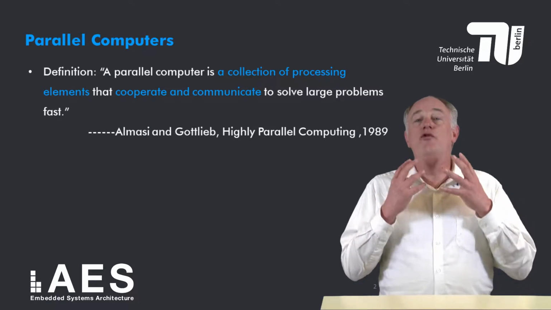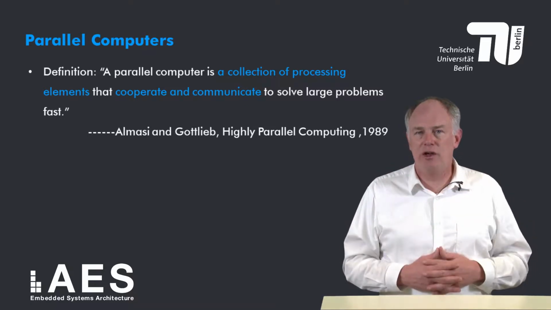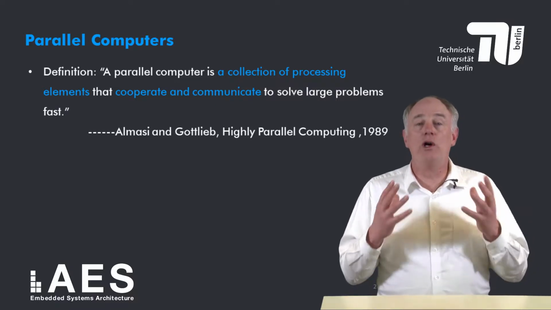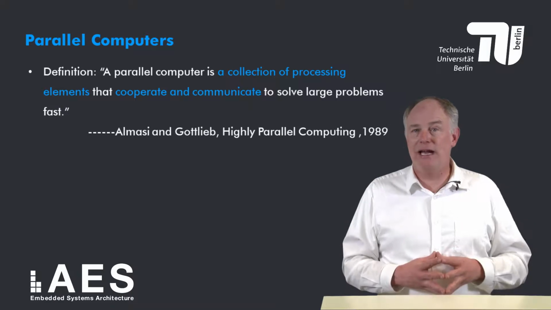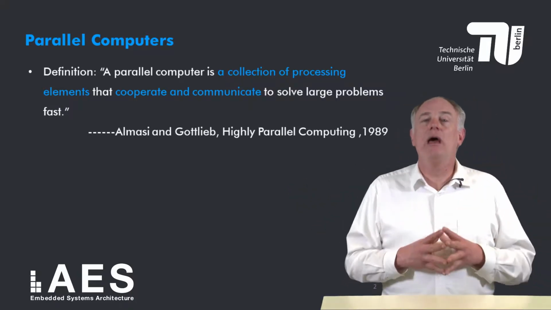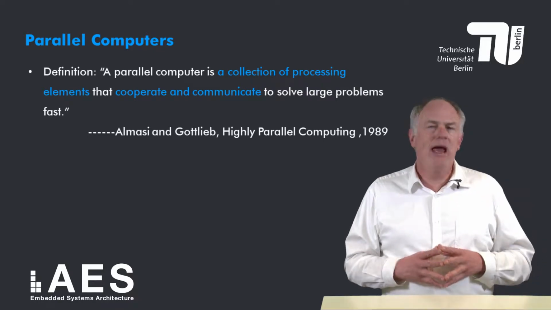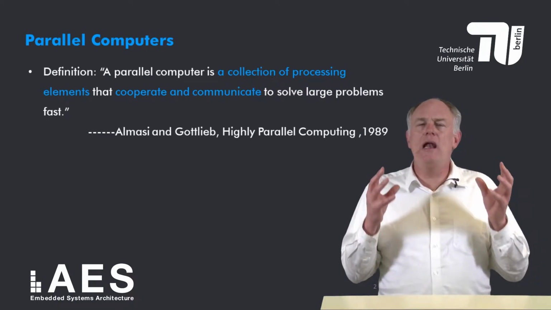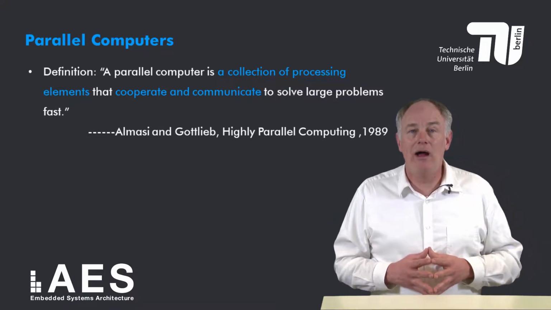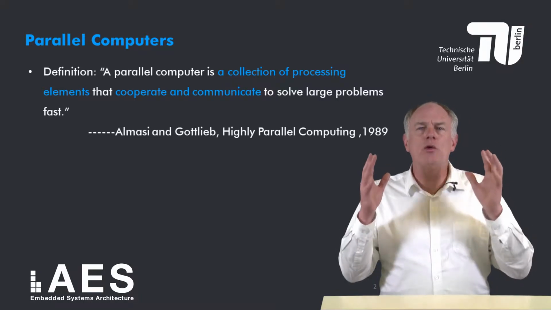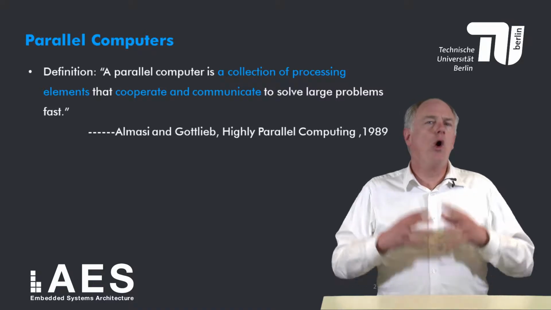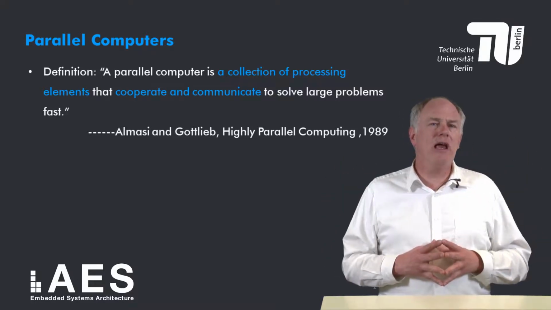Now that we know the reasons for the transition to multicore designs, let's try to define what a multicore, or more generally, a parallel computer is. Here's a definition given by Almasi and Gottlieb already in 1989. A parallel computer is a collection of processing elements, called cores in the multicore era, that cooperate and communicate to solve large problems fast.